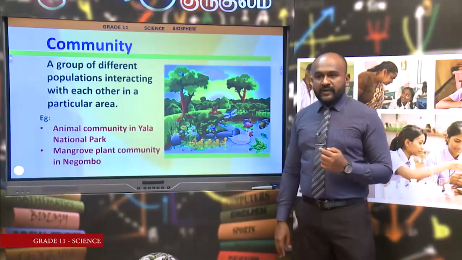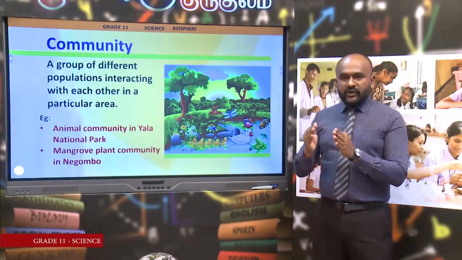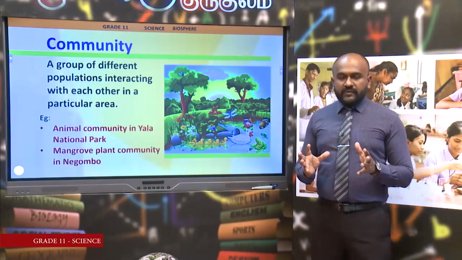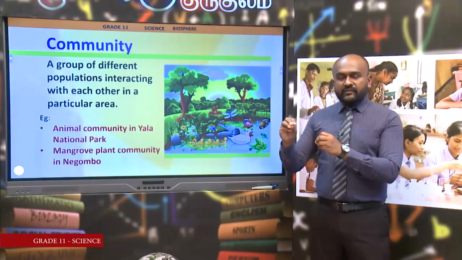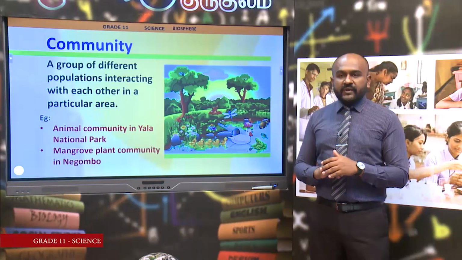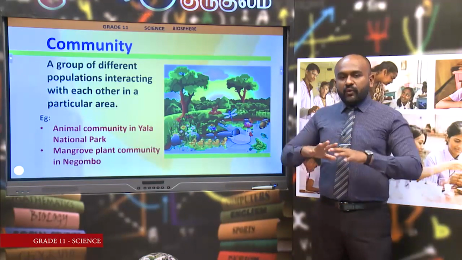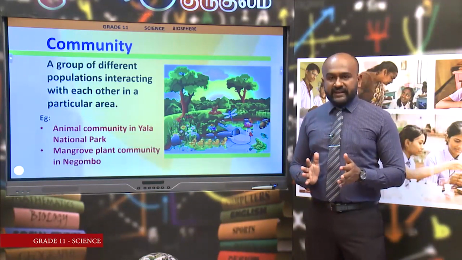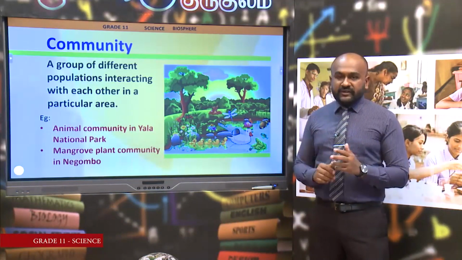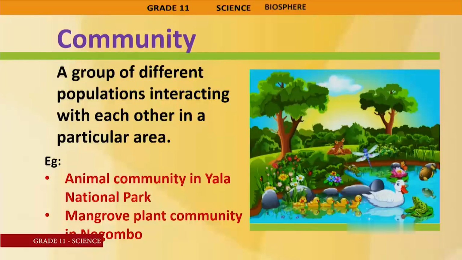That is community. Now, you see how gradually the complexity increases. We got one organism and then we got organisms of that particular species living in a particular area at a given time. Now, we consider all populations living in a given area. All populations living in a given area make the community. Now, let us see, a group of different populations interacting with each other in a particular area. Yeah. So, you can see examples here.